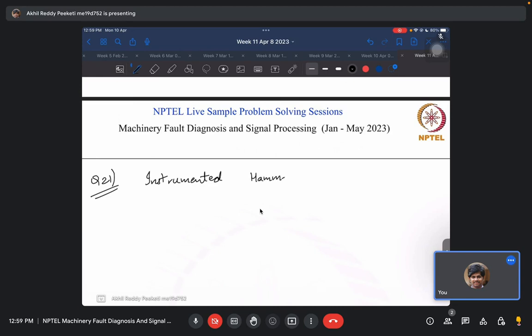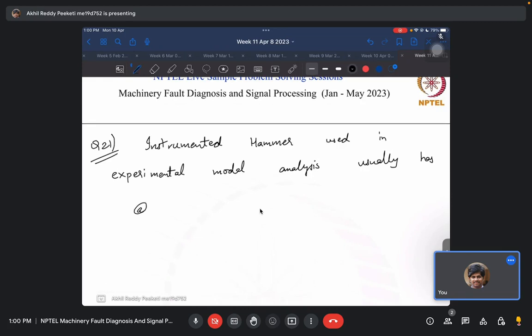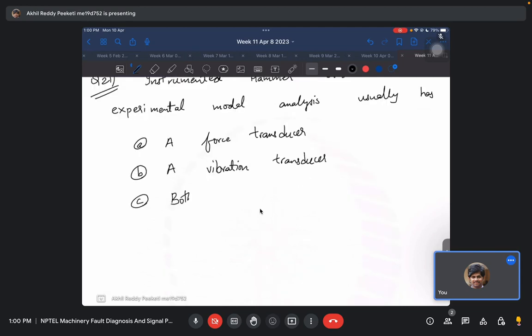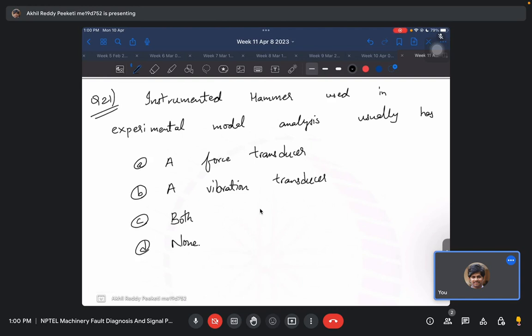Instrumented hammer used in experimental modal analysis usually has. Instrumented hammer used in experimental modal analysis usually has.